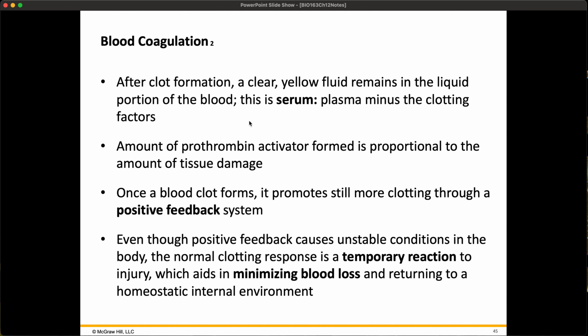So after the clot formation, a clear yellow fluid remains in the blood. That's called the serum. Serum is plasma minus the clotting factors. So you might have heard of serum before. Sometimes when you go to give blood or have blood drawn, they take a serum sample. And that means that anytime you have blood drawn, you have your whole blood drawn, right? They pull it all out and it's all the stuff.